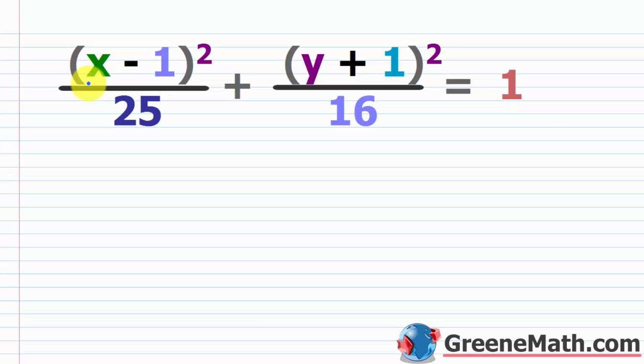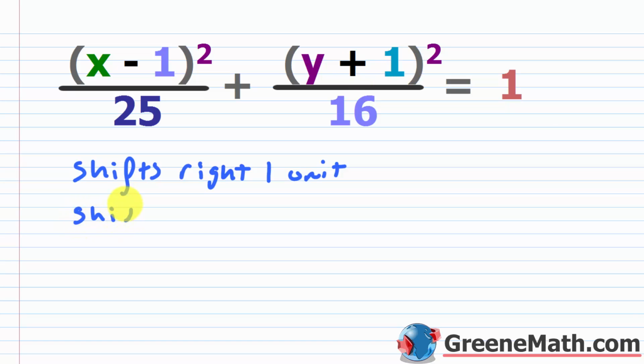With x, you're thinking horizontally. And again, because it's wrapped in parentheses, you think about the opposite effect. If it's minus 1, I want to think about it shifting to the right 1. So I'm going to say this shifts right 1 unit, okay? Now, inside of parentheses here, we've got plus 1. And now we're thinking about y. Y is vertical, okay? So do the opposite of what you think. It's plus 1, so that's going to shift me down 1 unit, okay? So it shifts down 1 unit.